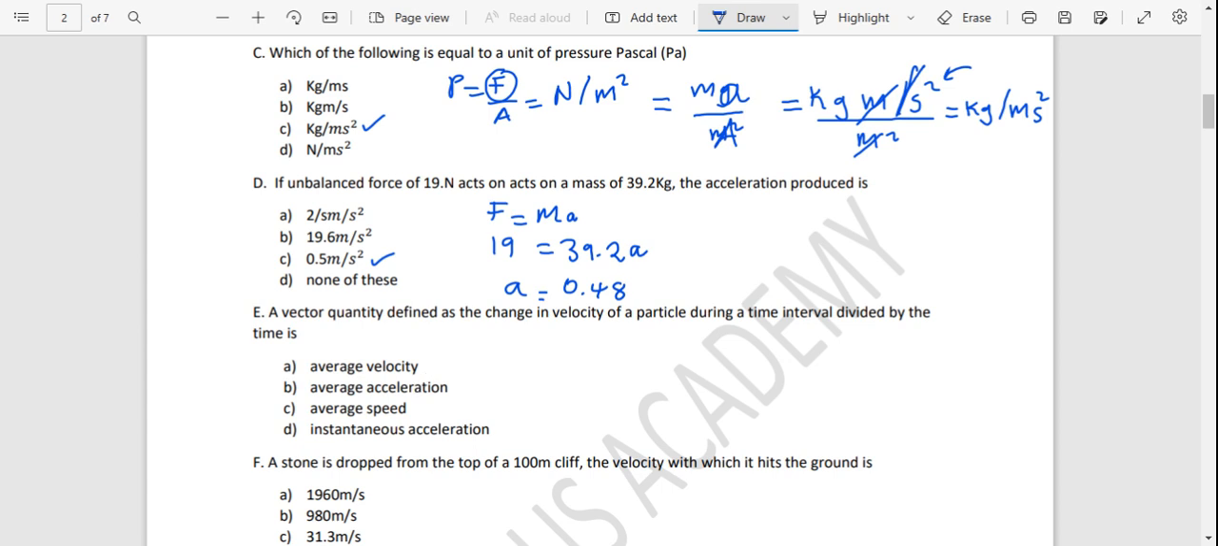A vector quantity defined as a change in velocity of a particle during a time interval divided by the time is.